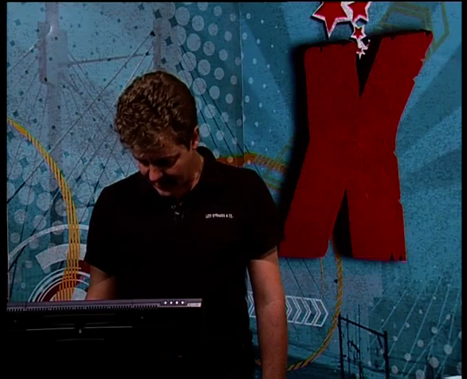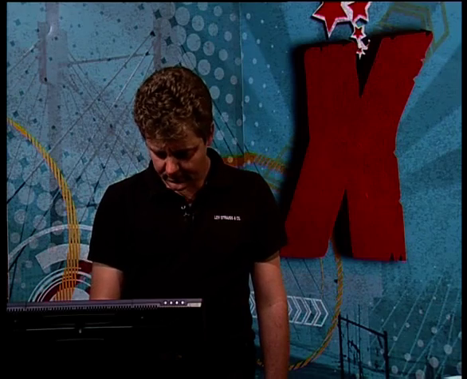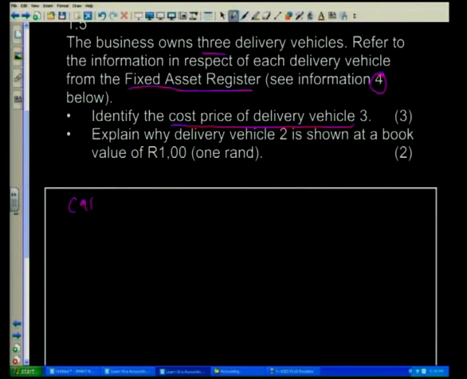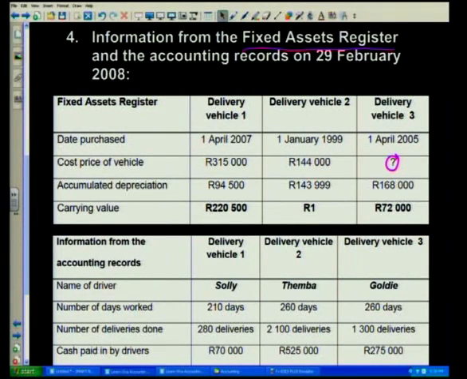Remember, in depreciation, a very important formula is this one. The carrying value is equal to the cost price minus the accumulated depreciation. I'm just abbreviating it to save some time. So, in this example, can you see we've been given the carrying value at 72,000, and we've been given the accumulated depreciation, it's 168,000. Now, if you know that formula, it becomes very easy.